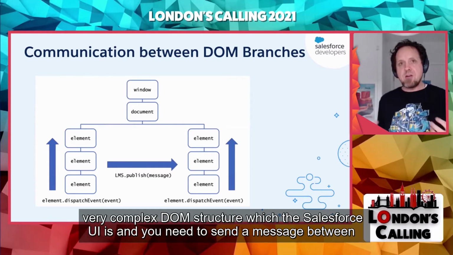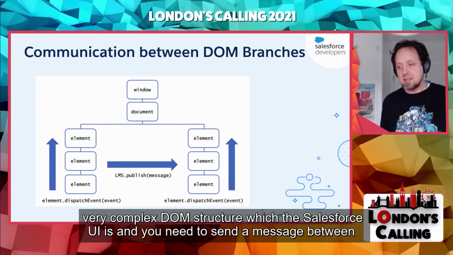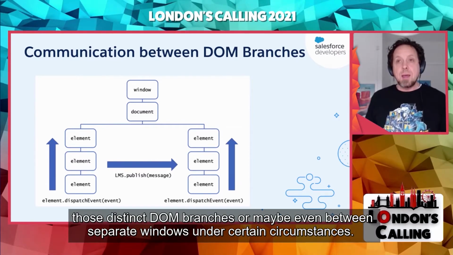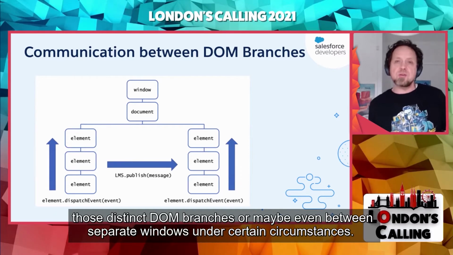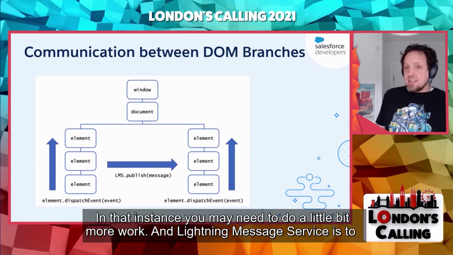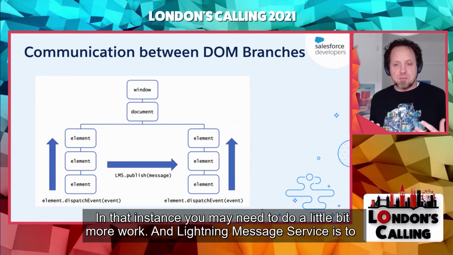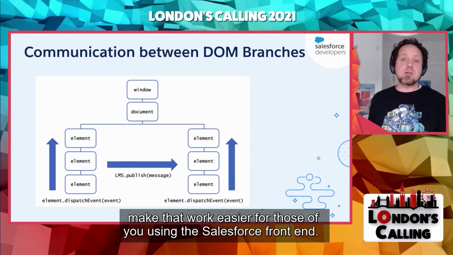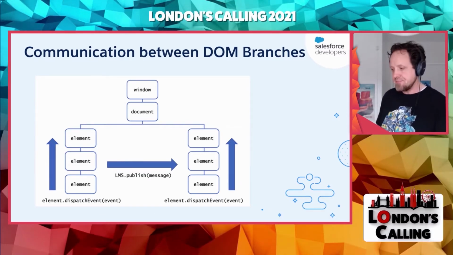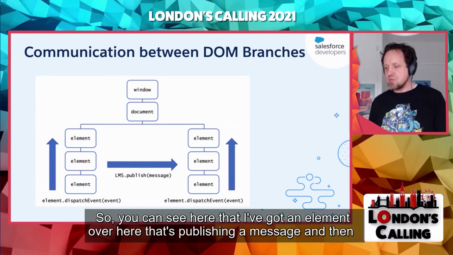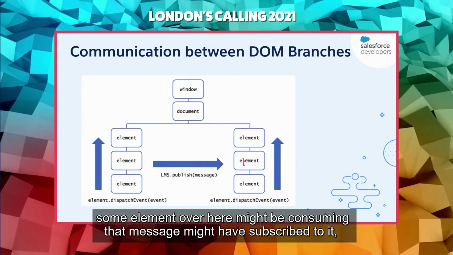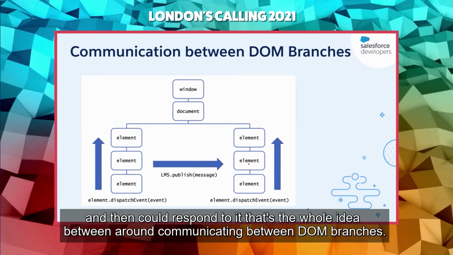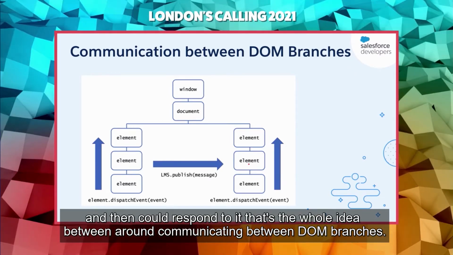However, if you have a very complex DOM structure, which the Salesforce UI is, and you need to send a message between those distinct DOM branches, or maybe even between separate windows under certain circumstances, in that instance, you may need to do a little bit more work. And Lightning Message Service is to make that work easier for those of you using the Salesforce front end. So you can see here that I've got an element over here that's publishing a message, and then some element over here might be consuming that message, might have subscribed to it, and then could respond to it. That's the whole idea around communicating between DOM branches.